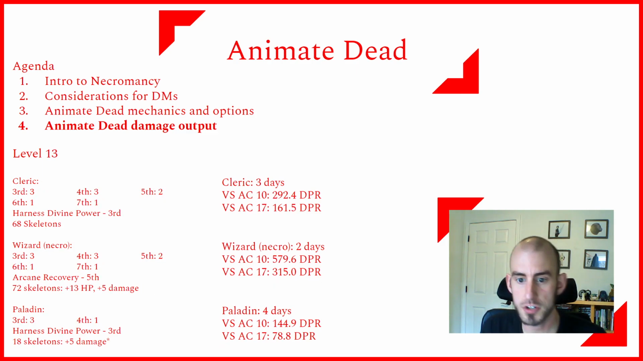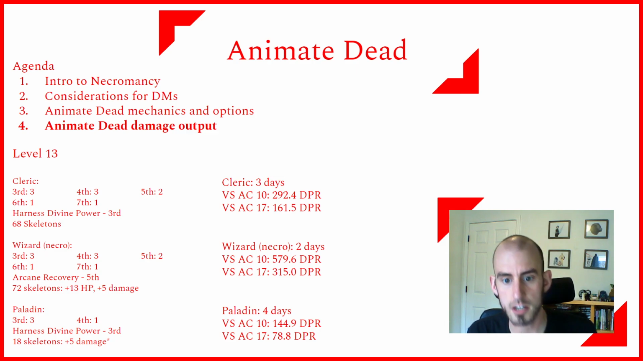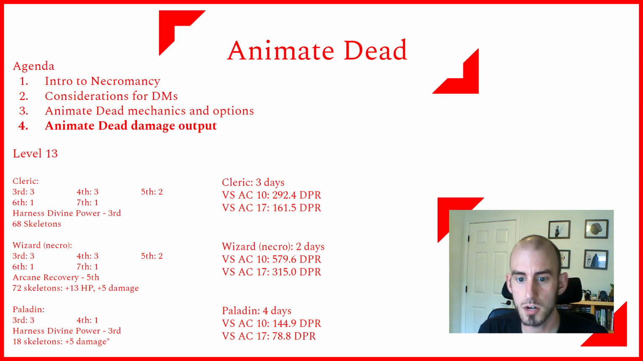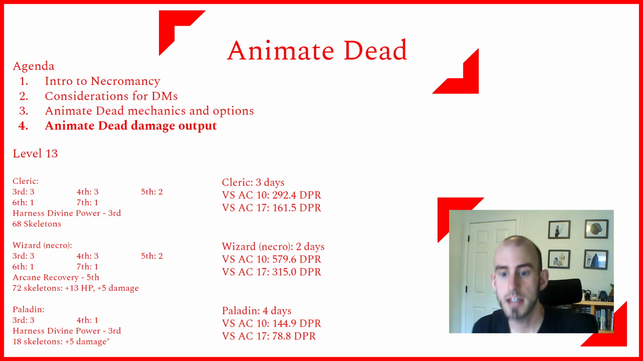But moving on to level 13, our 2 full casters are up to 7th level spells, and our Cleric can now harness Divine Power to get a 3rd level slot back. So our Cleric could have 68 skeletons. Our other full casters would be sitting at 64. And that would get them very close to 300 DPR against an armor class of 10 at 292 and 161.5 against an armor class of 17. And with this amount of spell slots, it would take them 3 days to raise that army of 68.